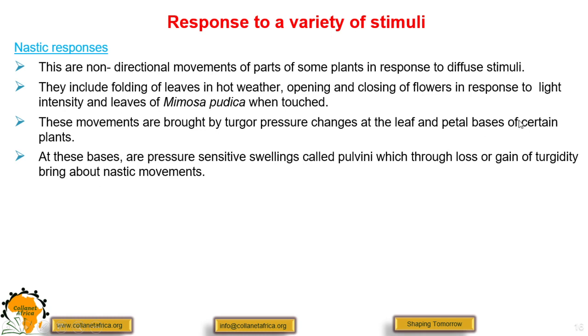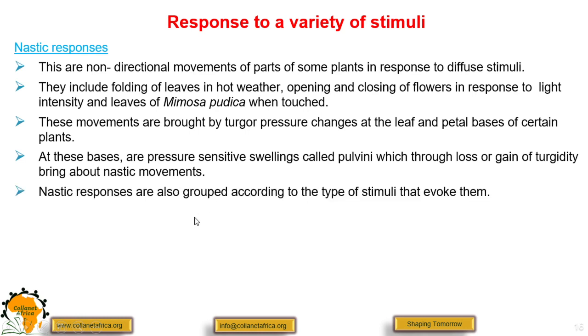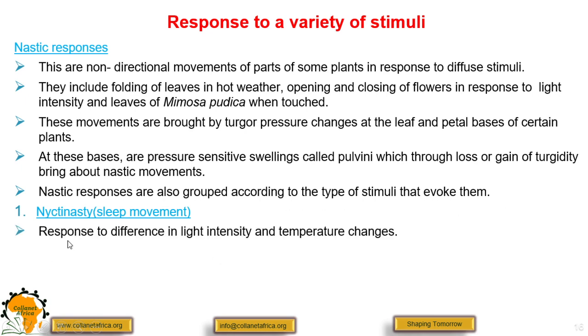At the base of these plants are pressure sensitive swellings called pulvini, which through loss or gain of turgidity bring about nastic movements. Nastic responses are also grouped according to the type of stimuli that cause them. The first one is called nyctinasty. It is also called sleep movement, and it is a response to difference in light intensity and temperature changes.